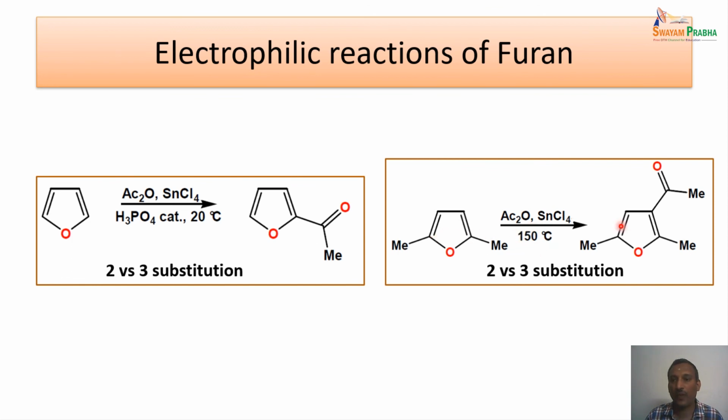So that means for getting the 3 acylation, we need to have 2 important conditions. One, the 2 positions, that is the alpha positions of the heterocycle, have to be blocked by some groups. Then the reaction has to be carried out at high temperature. So these are the conditions by which we can actually force the reaction to 3 acylation in this particular case.